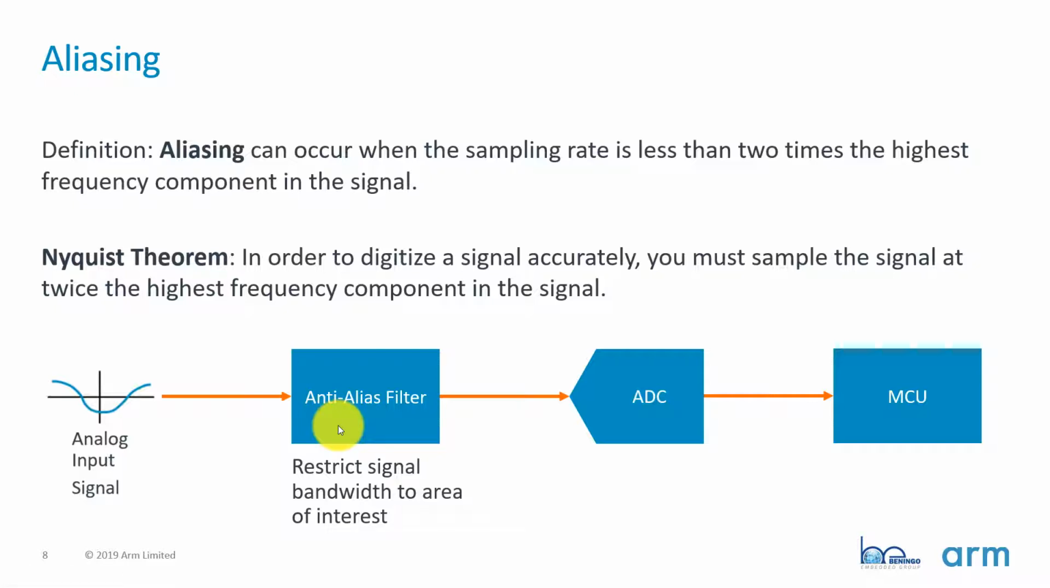And on top of this, within that frequency range, I want to make sure that when I'm sampling and setting up the rate at which I'm going to sample the sensor, I follow Nyquist's theorem. And basically what Nyquist's theorem states is that in order to digitize a signal accurately, you must sample the signal at twice the highest frequency component in the signal. And that will make sure that we successfully are able to digitize the analog signal.